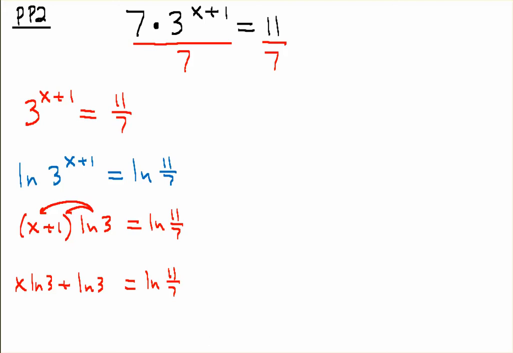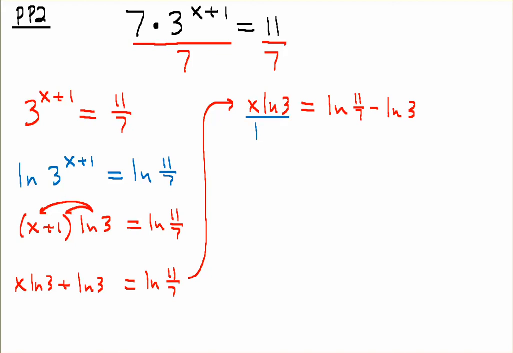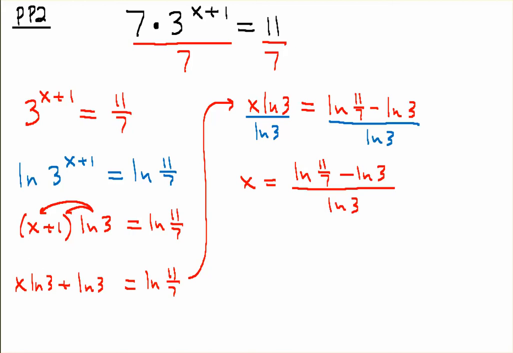Okay, let's see what we got here. I want to solve for x. So this x is what I want to get to. So let's subtract ln of 3 from both sides. Everybody okay with this one then? Subtracting ln of 3 from both sides. All right, dividing through by ln of 3 now on both sides, get that x by itself. So finally got x equals ln of 11 sevenths minus ln of 3, divided by ln of 3. Whew, all right, you calculator people, all yours.